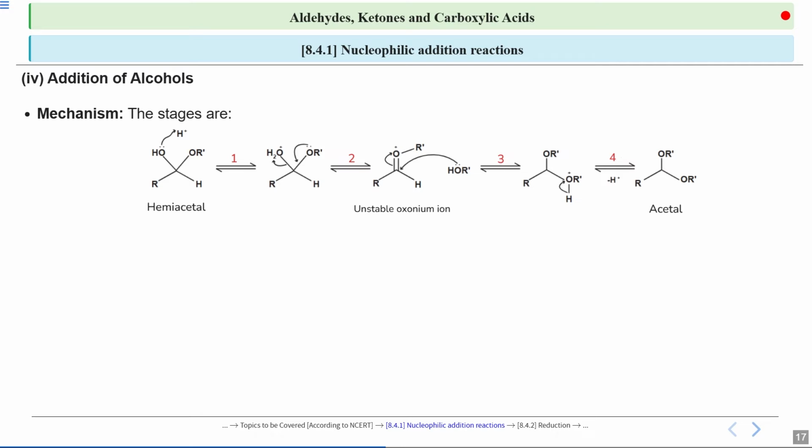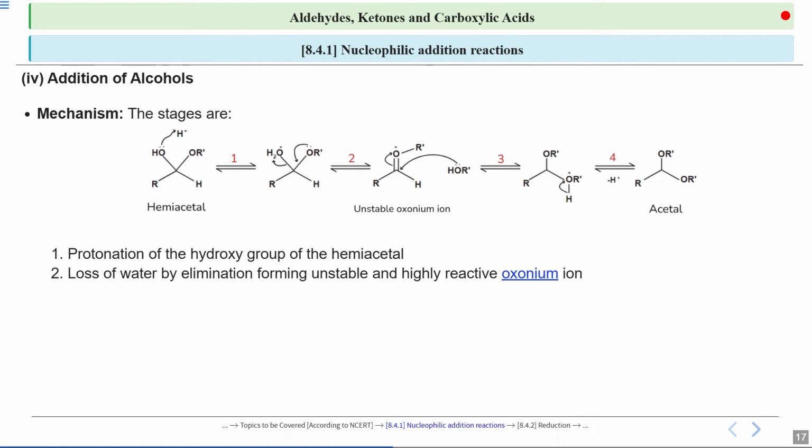If you look at this mechanism, one by one we will discuss all the steps. The first one is the protonation of the hydroxy group of the hemiacetal. So first, the OH group of the hemiacetal gets protonated. Protonation simply means adding a hydrogen ion, or H plus ion, to the molecule. Now you see in the first step, this OH hydroxyl group gets protonated.